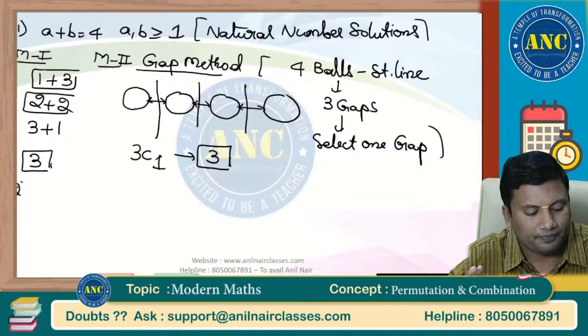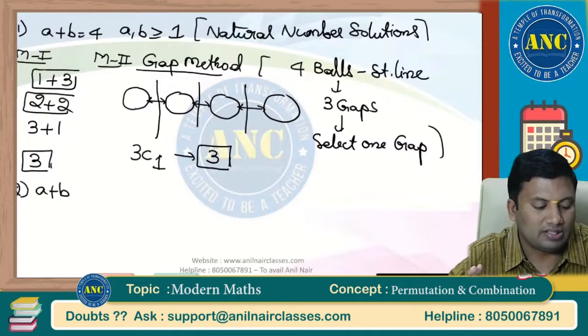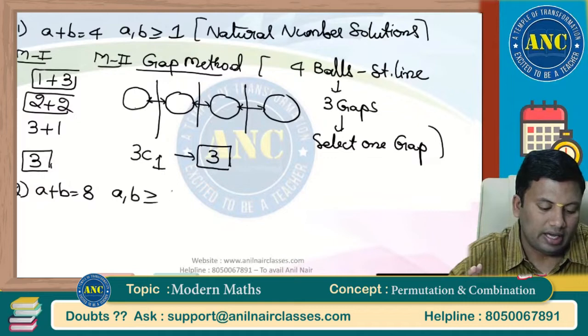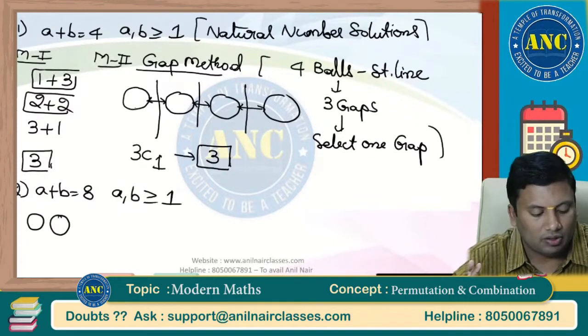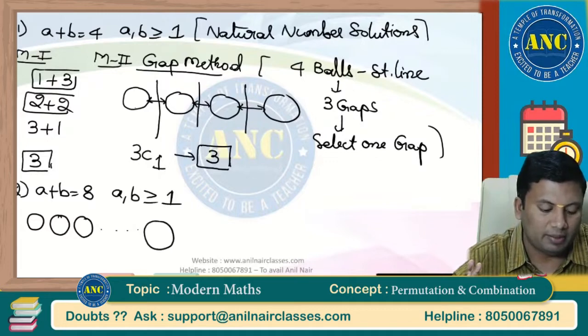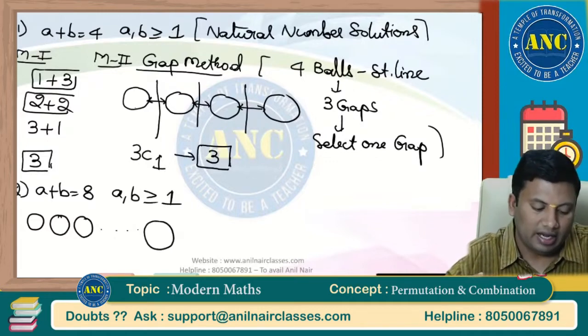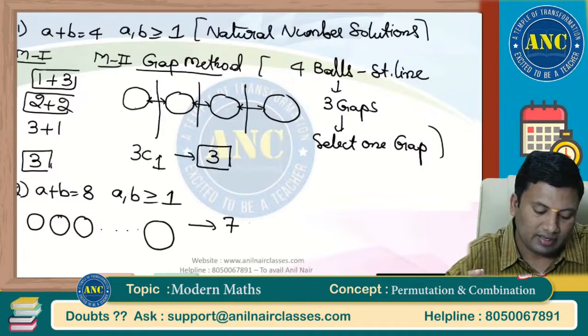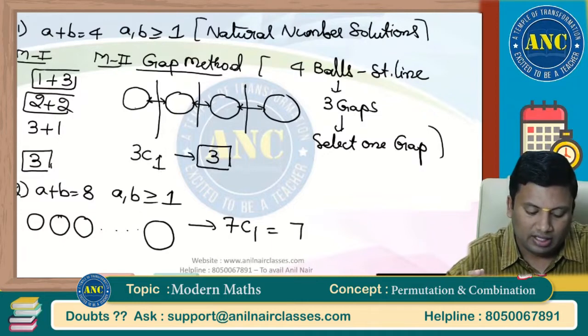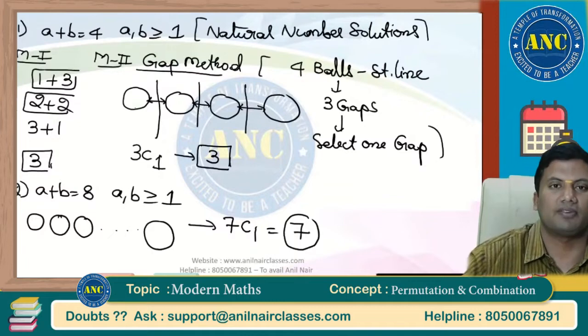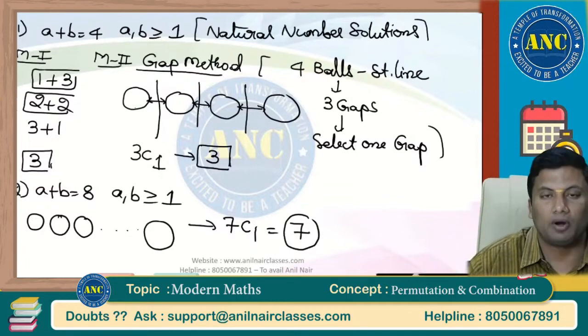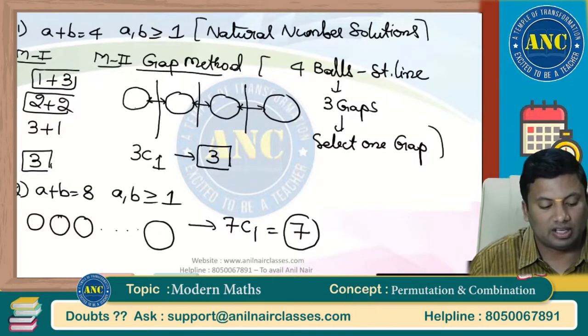Second one, a plus b is equivalent to 8, a comma b greater than or equivalent to 1. Total there are 8 balls. If there are 8 balls, there are 7 gaps. Select any one. nC1 is nothing but n. Second one answer is nothing but 7. Write down in the same order, sir.